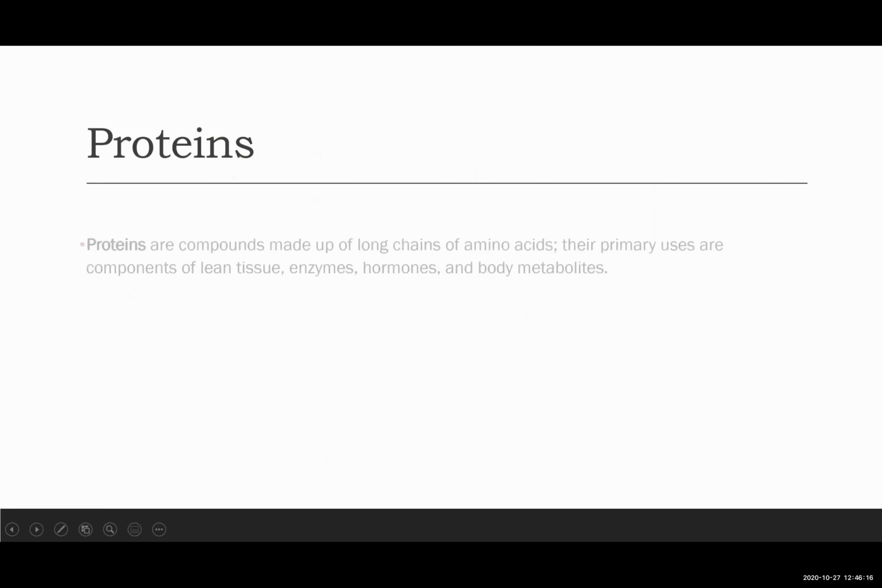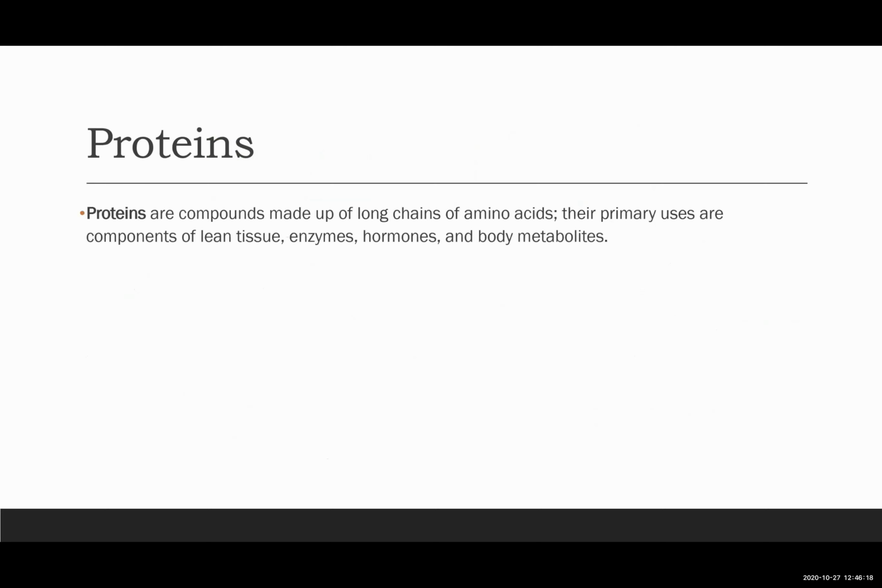Right, we then have proteins. Proteins are chains of amino acids. Amino acids are the building blocks, and they're used as components of tissue, enzymes, hormones, and other metabolites within the body. If there are excess proteins, the proteins can also be used to provide energy.